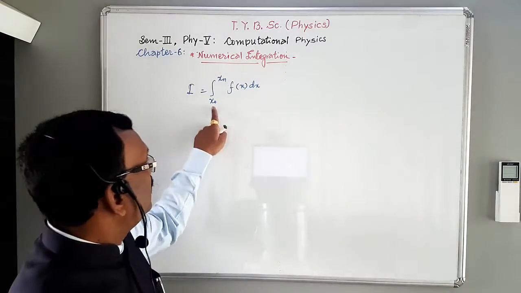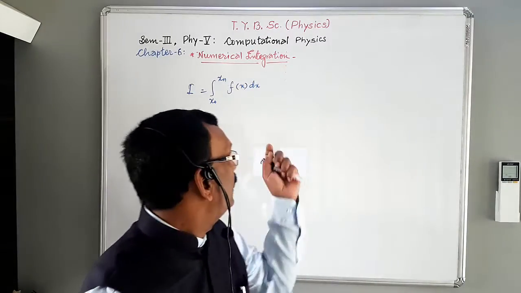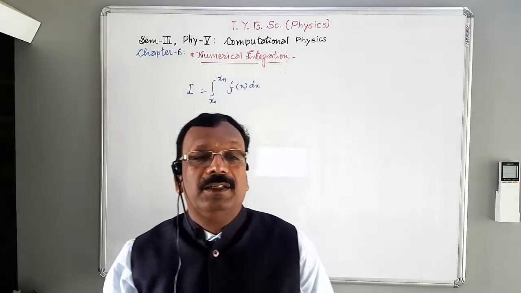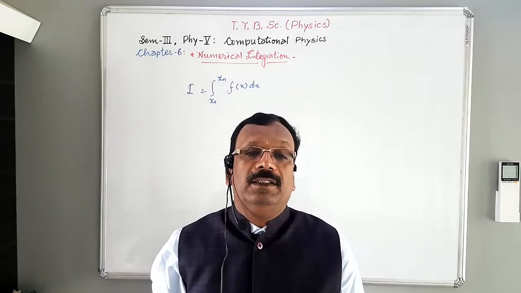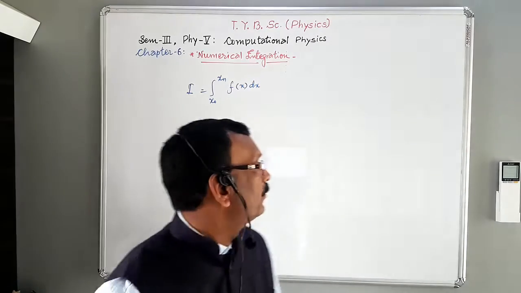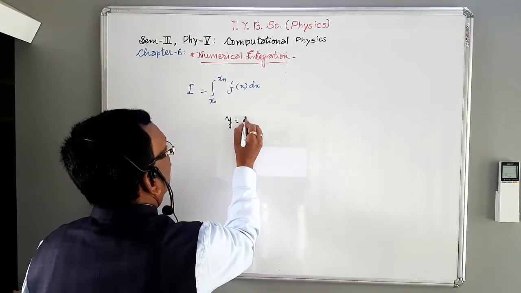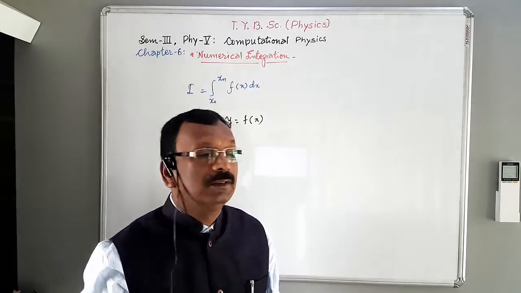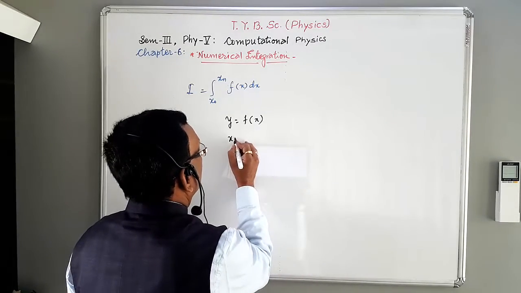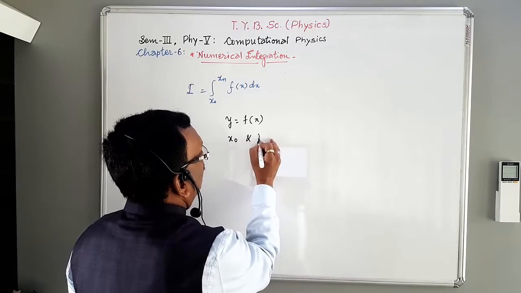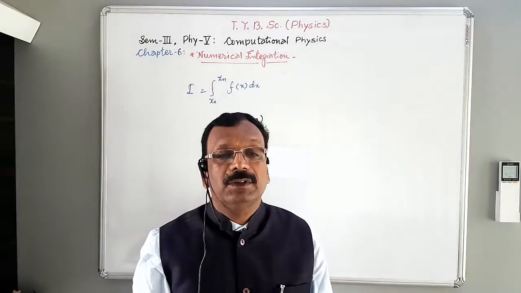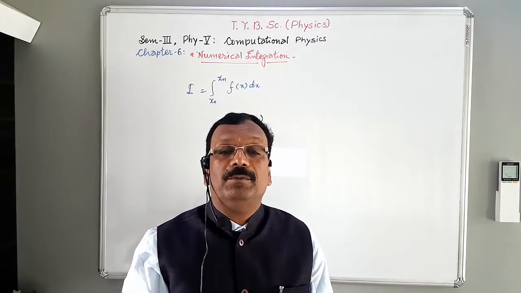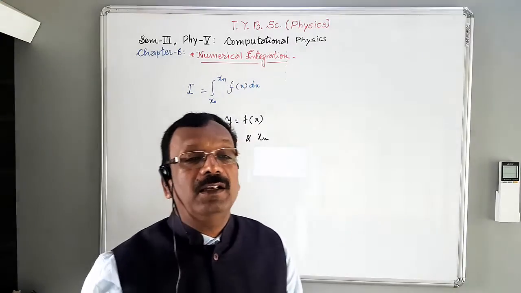In this definite integral, x0 is the lower limit and xn is the upper limit, and this definite integral can be treated as the area under the curve y equal to f of x enclosed between the lower limit x0 and the upper limit xn. This area can be determined by plotting the function with a graphical method.